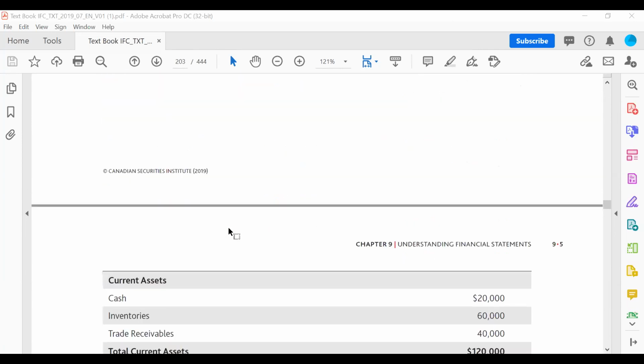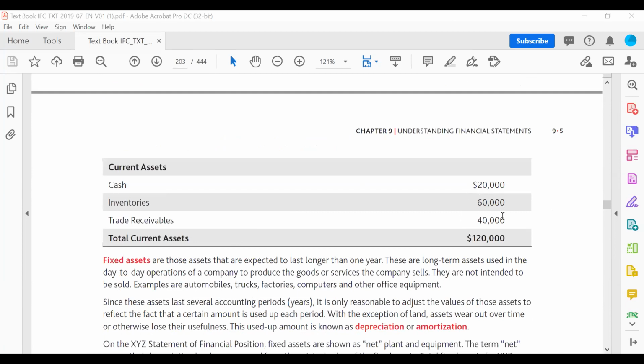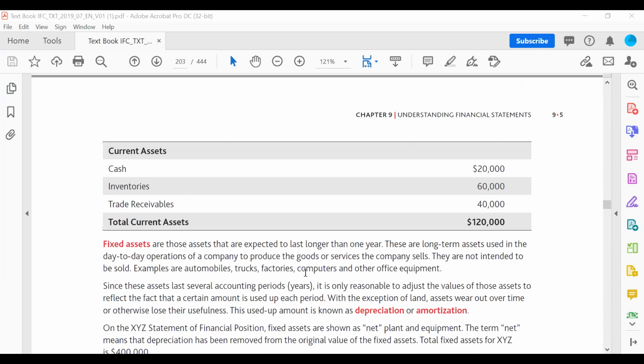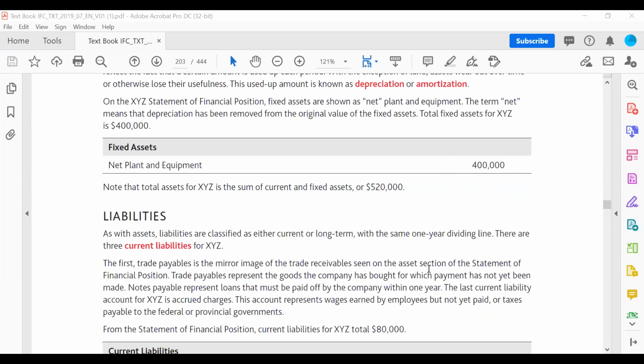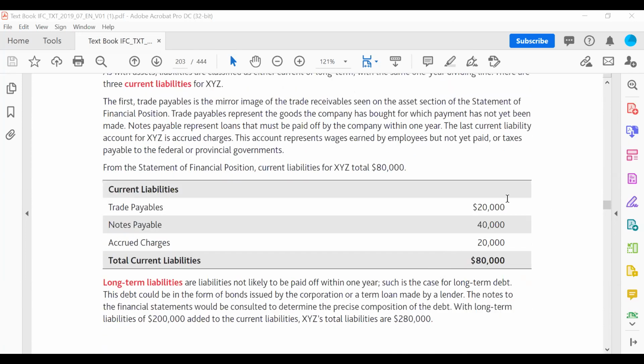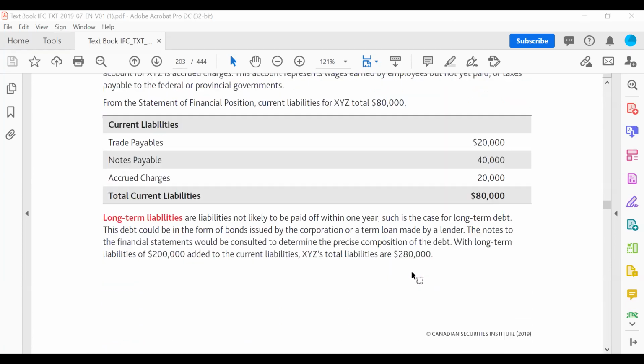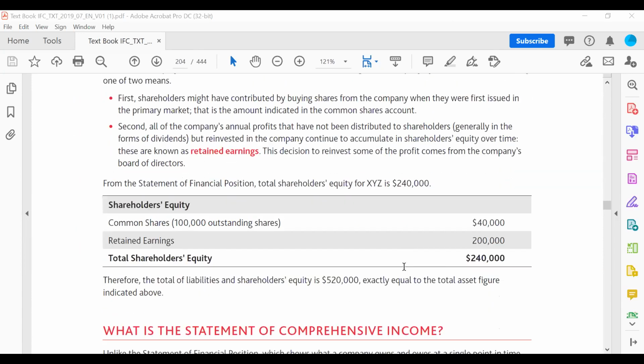Financial position, assets we talked about. They have cash and inventory and trade receivable. So 120 is their current assets, and they have plant equipment worth 400,000. Liability, they have to pay in this year $20,000 to trades, 40,000 notes payable, accrued charges. So they have to pay $80,000 liabilities this year, and long-term liabilities are also there. And so the shareholders' equity, they're saying common shares, they have 100,000 outstanding shares. So 40,000 they got from there, and retained earnings 200,000. So shareholders' equity is mainly shares, money they got from the shares, and retained earnings. So the retained earnings is 240,000.